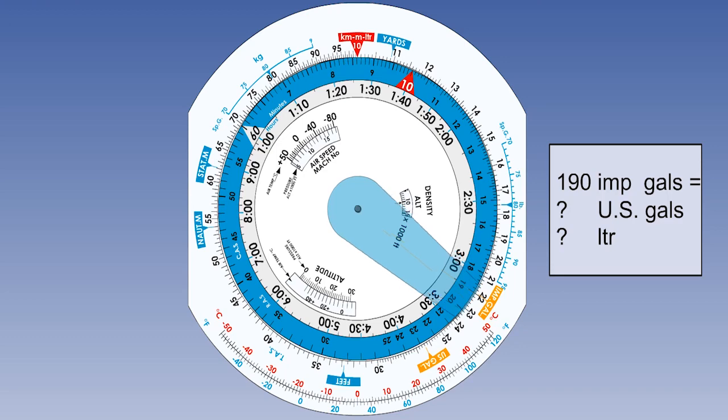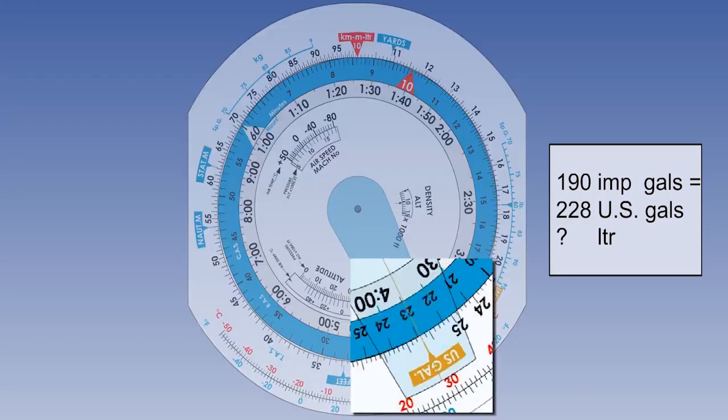Setting the cursor over the US gallons index, we can read off a figure of 22.8. Our rough calculation indicates that the answer will be 228 US gallons.